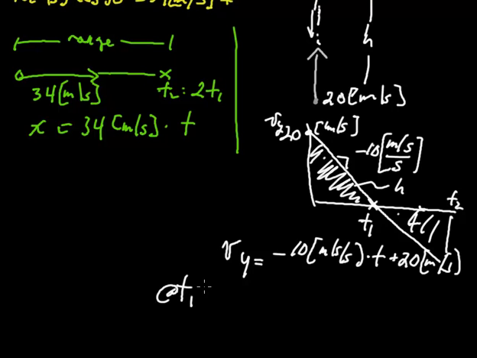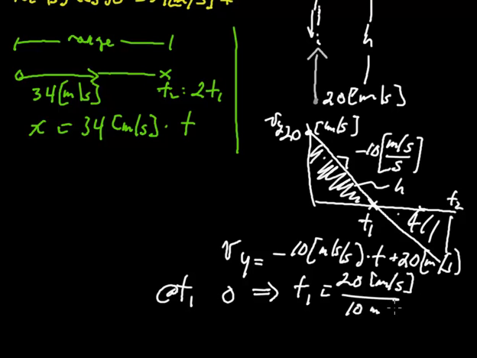At t1, this is equal to 0. And that leads to a t1 of 20 meters per second all over 10 meters per second every second. The units work out as seconds, and this comes out to be 2 seconds. So t1 is 2 seconds, and that tells us how long it is to the top. We can then go back.